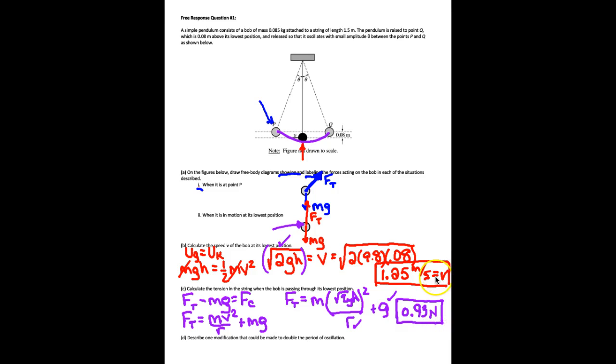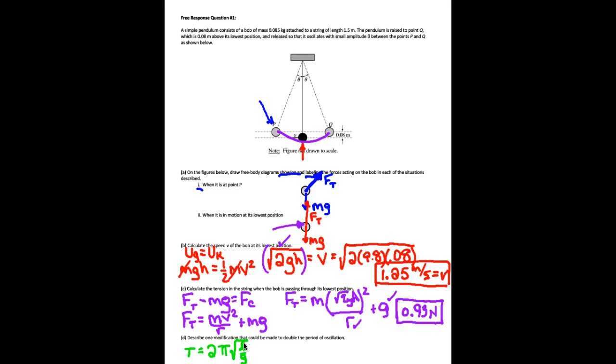One modification that could be made to double the period of oscillation of the pendulum. This question requires you to recognize that period is affected only by length. I get 2 pi, this is a constant, times the square root of L over g. So the only thing that I can change is the length. I would have to go to a different planet in order to change g.